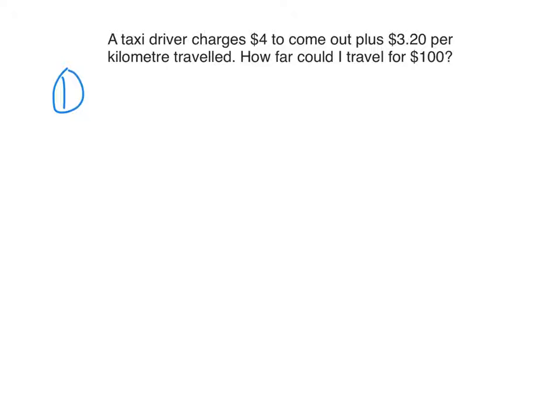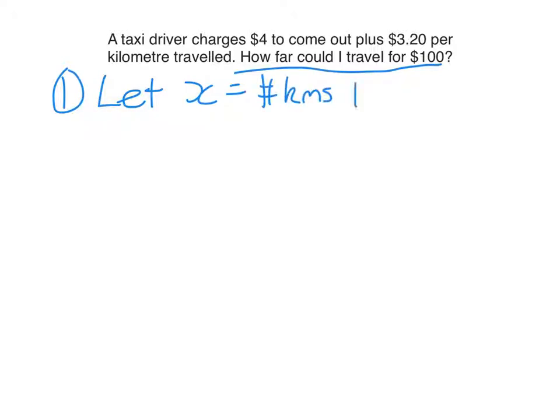So the first step is we want to define our variable. So I'm just going to call it x. You can use any letter you want. Let x equal what we're trying to find. So we're trying to find how far I could travel for $100. But that's not precise enough when we're talking how far. We want x to be the number of something. So in this case, x is going to be the number of kilometres I could travel, because we're essentially finding out in this question, can I go for 1 kilometre, 20 kilometres, whatever. We're using kilometres because they were the units given to us in the question. So that's first step done.